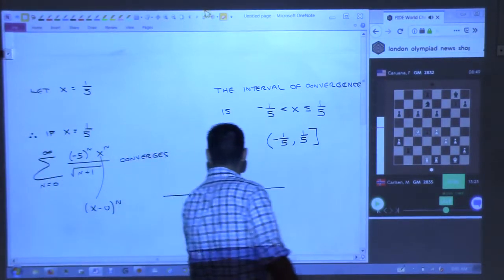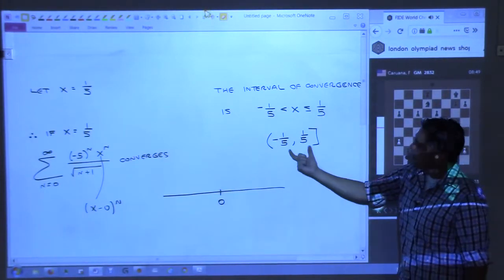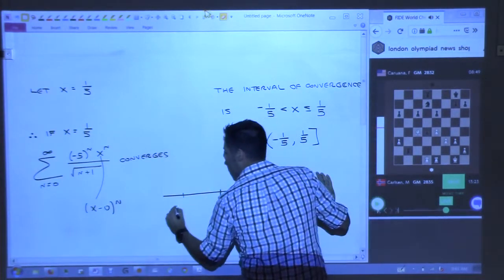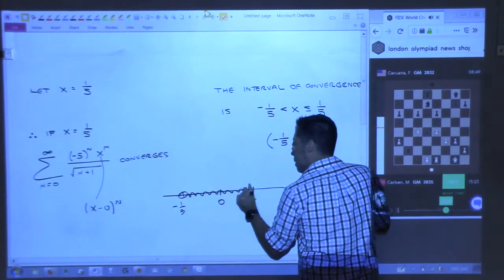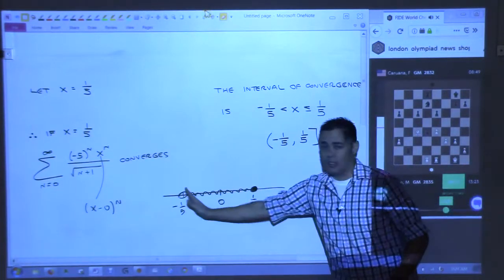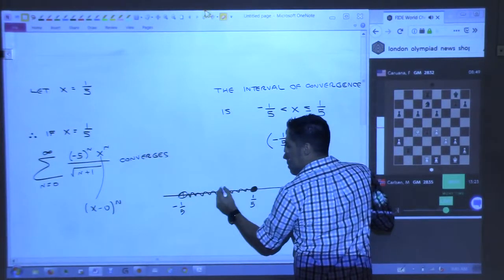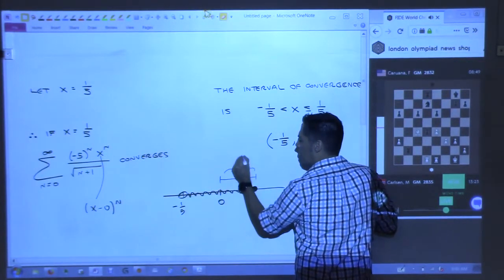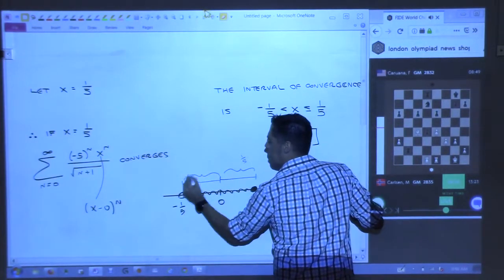So if I go to 0, and that's where I'm centered, then look at my interval. I go to the right 1/5 and to the left 1/5. I don't include that point. I include everything in between, and I do include this point, right? So there's my interval of convergence shown to you. The radius of convergence is actually the distance from the center of convergence out this way. That distance is 1/5, right? And then if you go the other direction, this distance is 1/5.